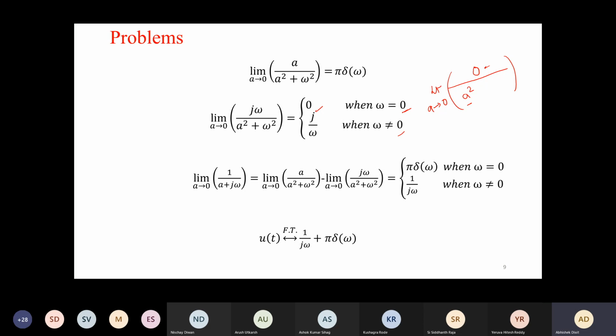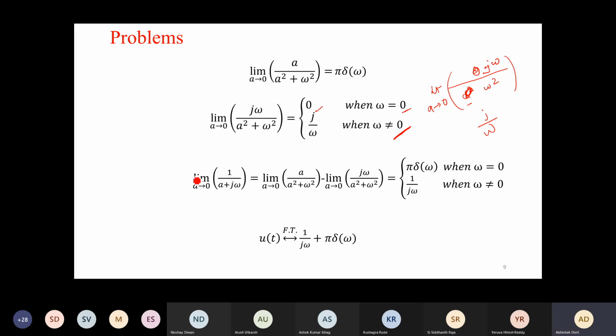When omega is not 0, let us see what happens. When omega is not 0, this is simply j omega. Because a tends to 0, I can write this as j omega by omega square. So this is j by omega. When omega is not 0, this is j by omega.